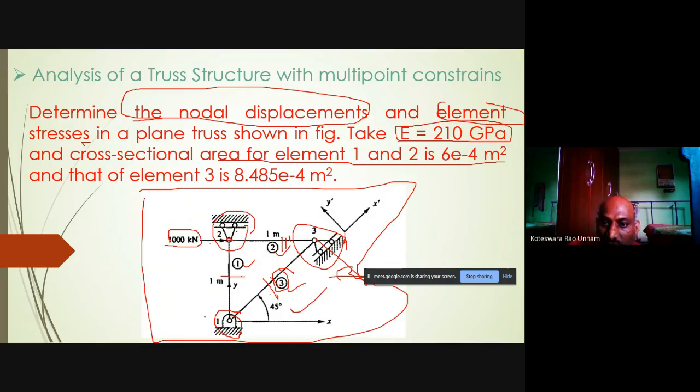Each node will have 2 degrees of freedom. That means this node is permitted to move in the x direction as well as the y direction. Each node is permitted to translate in 2 directions, x and y. So you need to compute the x displacement of node 1, node 2, node 3, and similarly the y displacements of each node. That is the first part of the problem. Then, in the second part, you need to compute the stresses.